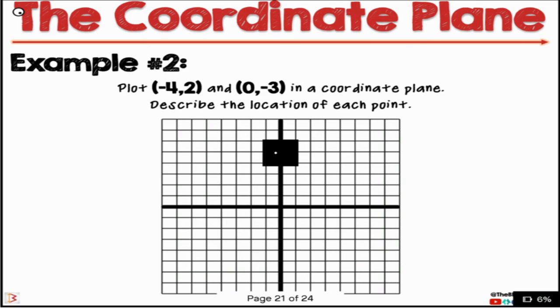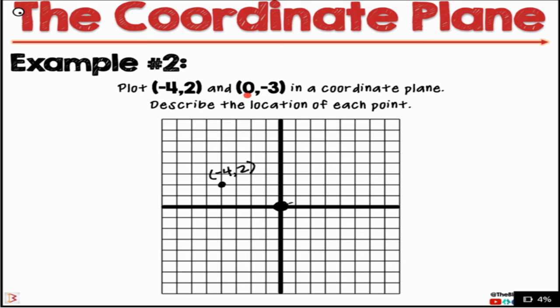Let's do another example. Plot -4, 2 and 0, -3 in the coordinate plane, and then describe the location. When they say describe the location, they want to know which quadrant it is in. So first I'm going to locate my origin. We know this is the origin, and we are going to plot -4, 2. From the origin, we're going to go -4 spaces on the x-axis. So 1, 2, 3, 4. And then we're going to go +2 spaces on the y-axis, which is going to be up. So 1, 2. So this is going to be the point -4, 2.